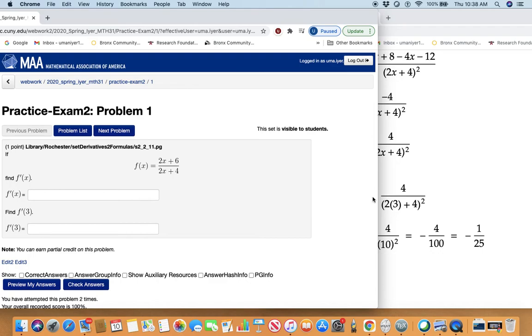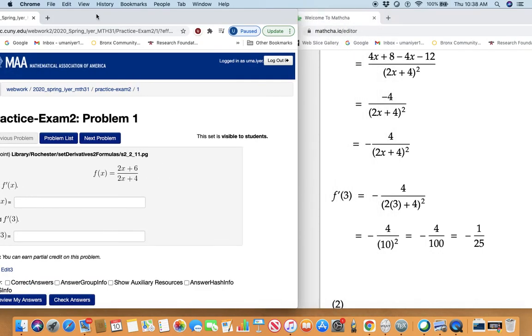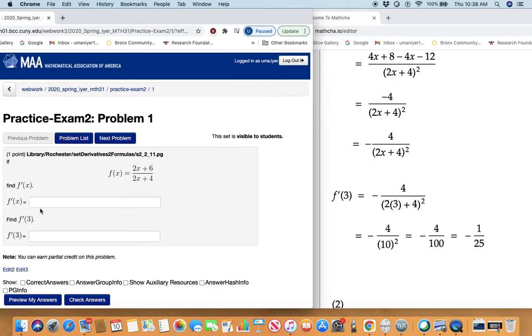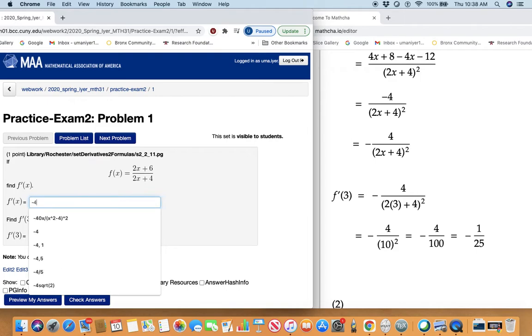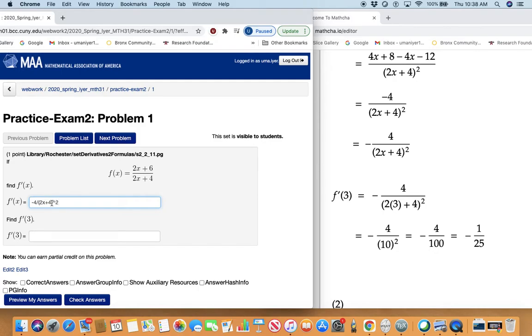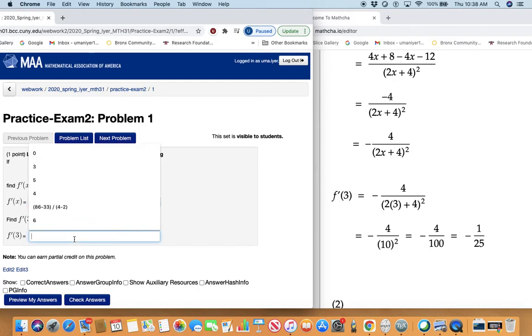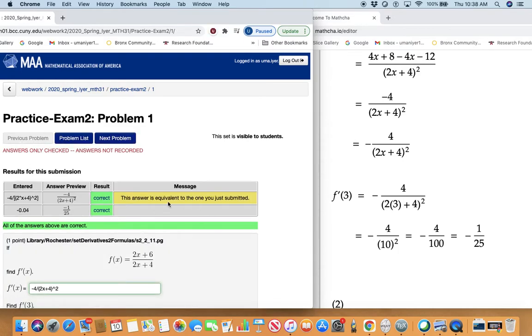So let me write my answers. The first one, negative 4 divided by (2x + 4) to the power 2. The second is negative 1 divided by 25. Check. The answers are both correct. Okay.